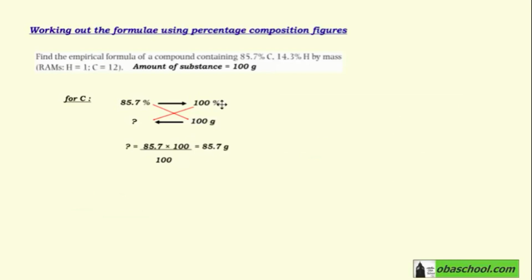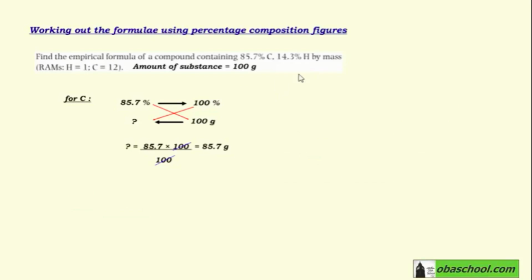Why? Since 100% is alone, there's nothing to multiply it with. So I divided by 100. 100 goes with 100. I crossed them out. And now I'm left with 85.7. So the answer is 85.7 grams.